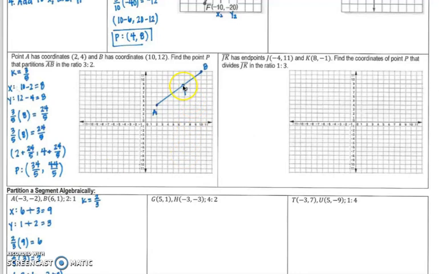To plot that, which you don't have to, but I chose to, you're going to mentally or actually turn this into a mixed number so that you can identify where it's at. This is just less than 7, and this is just less than 9, so that's where I plotted it, 6 and 4 fifths, and then 8 and 4 fifths. So that's point P.